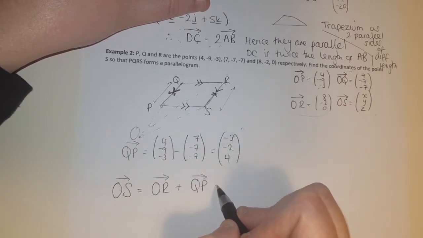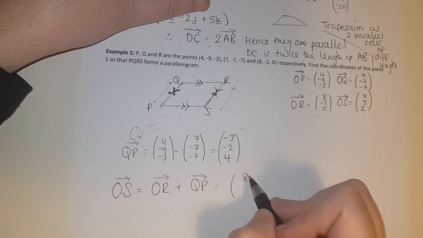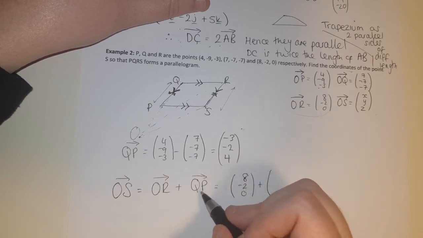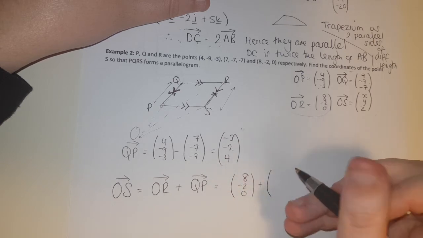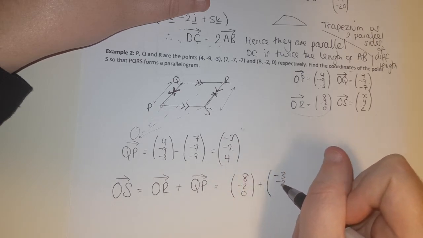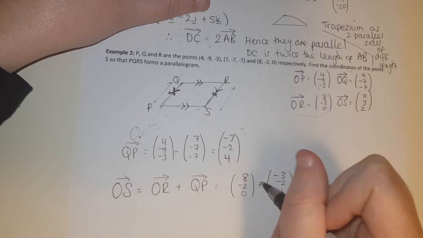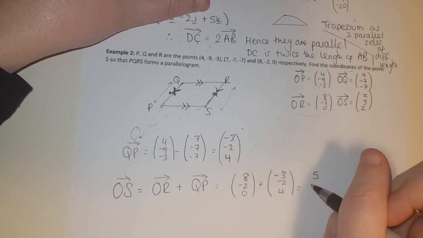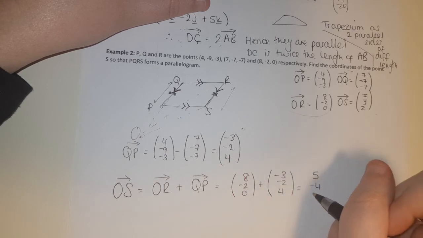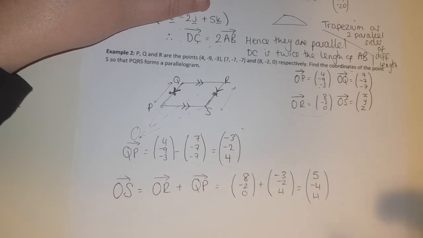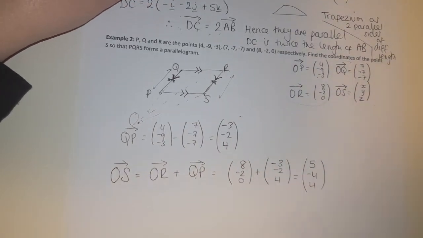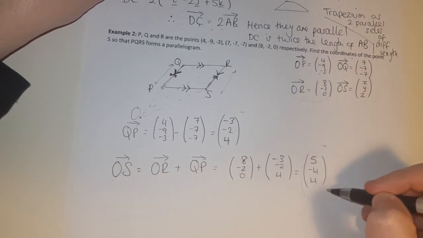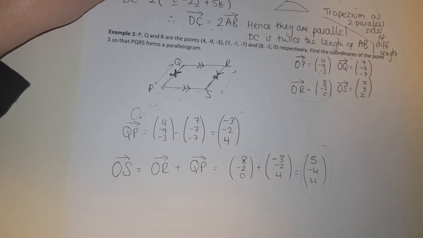So O to R first of all is 8, minus 2, 0, and then I want to add on Q to P, which is minus 3, minus 2, 4. In which case 8 add minus 3 is 5, minus 2 add minus 2 is minus 4, 0 add 4 is 4. And there you go, I've got my vector from O to S, so that is the position vector of S.